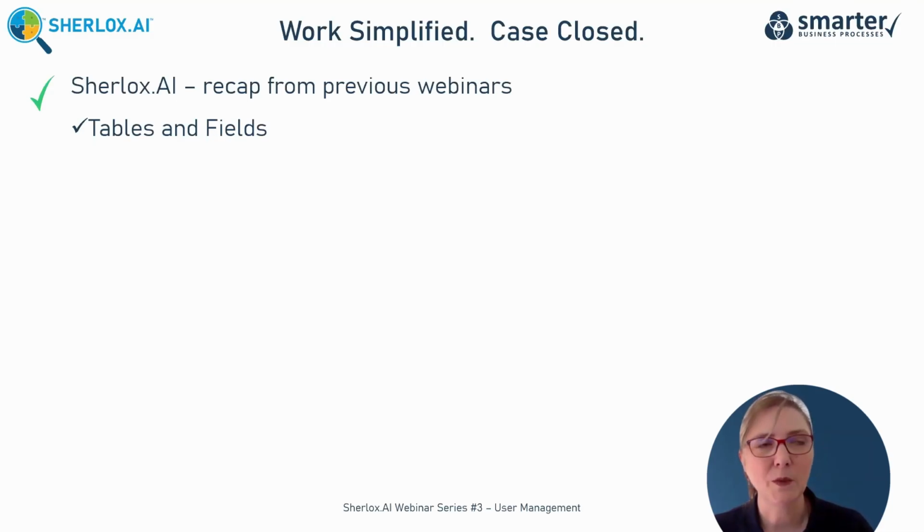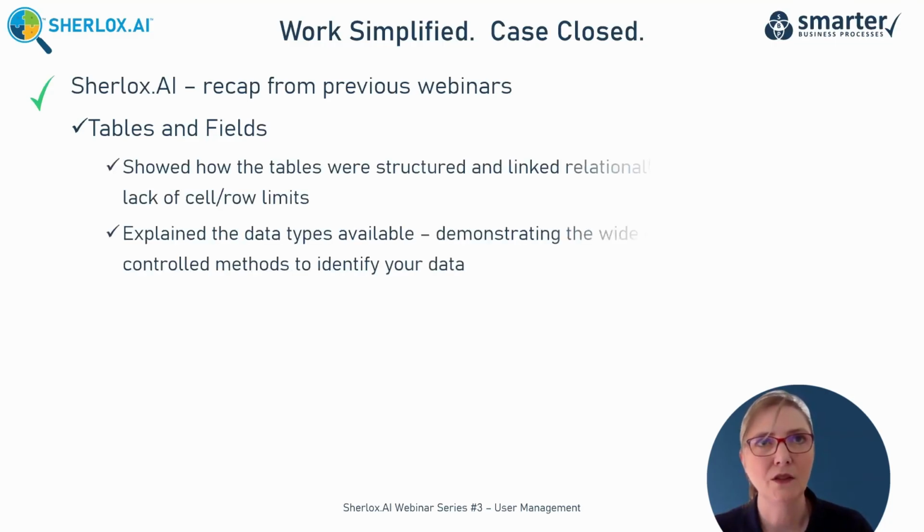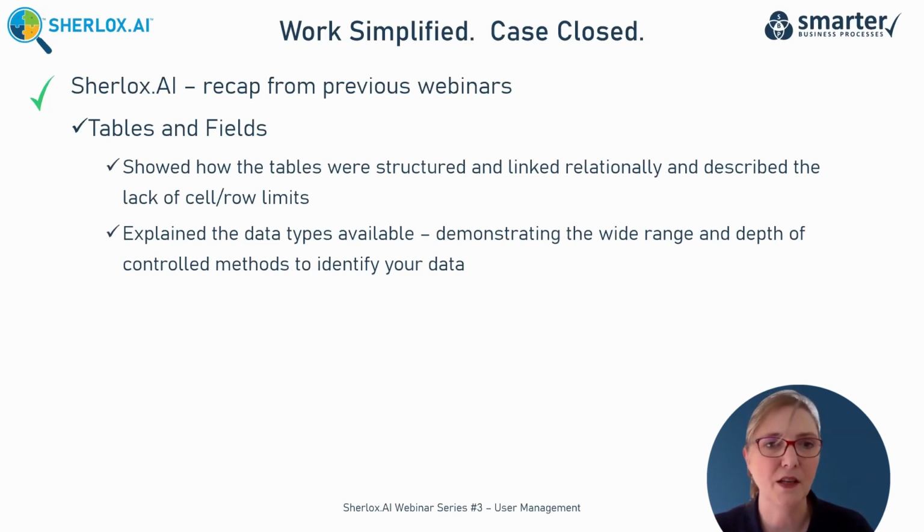So our previous webinars, we've done some zoom ins. We're halfway through our zoom in series. Our first zoom in was on tables and fields. And on that, we showed you how the tables were structured, linked relationally, and described the lack of limits. So the data storage capability within your table structure. And then we went even deeper and looked at the data types available within the columns of those tables. And that demonstrated the wide range and depth of those methods of identifying the data that you're storing.